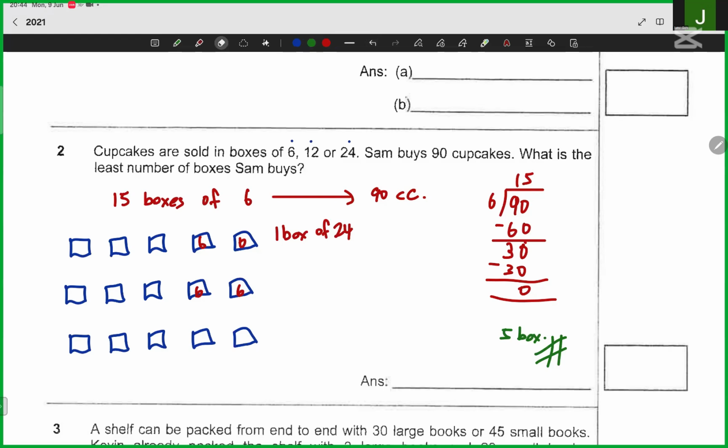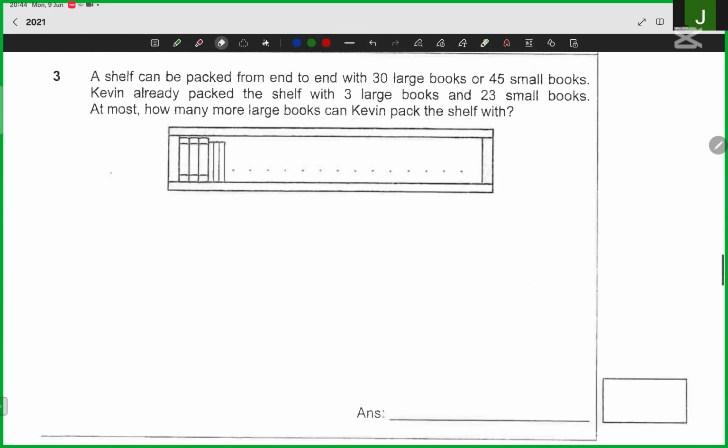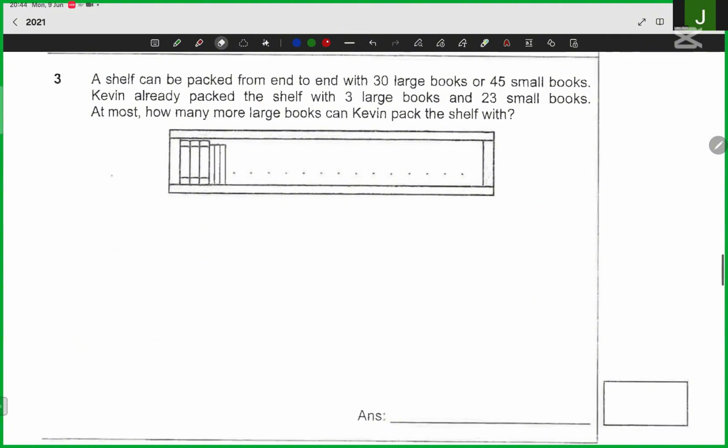Okay, next. Question 3. This is also one of the hard questions in 2021. A shelf can be packed from end to end with 30 large books or 45 small books. Kelvin already packed the shelf with 3 large and 23 small. At most, how many more large books can Kelvin pack the shelf with?